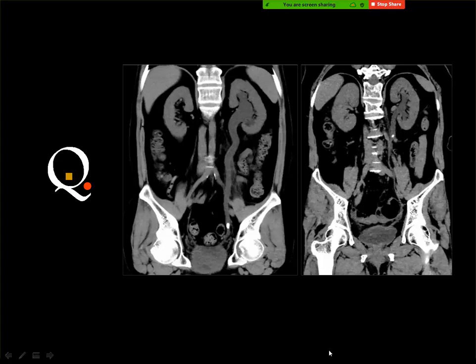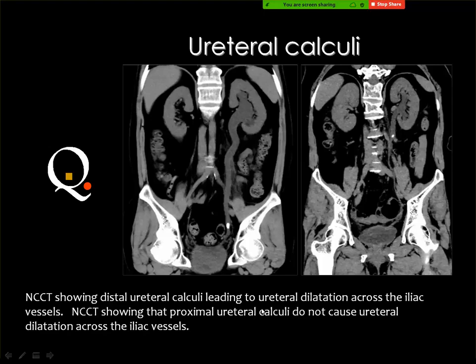Left distal ureteric stone causing hydronephrosis to the left kidney. Yes, this is a left distal ureteric stone with back pressure changes, and this one is a proximal third ureteric stone, also with back pressure changes. This examination is a non-contrast multi-detector CT of the urinary tract.